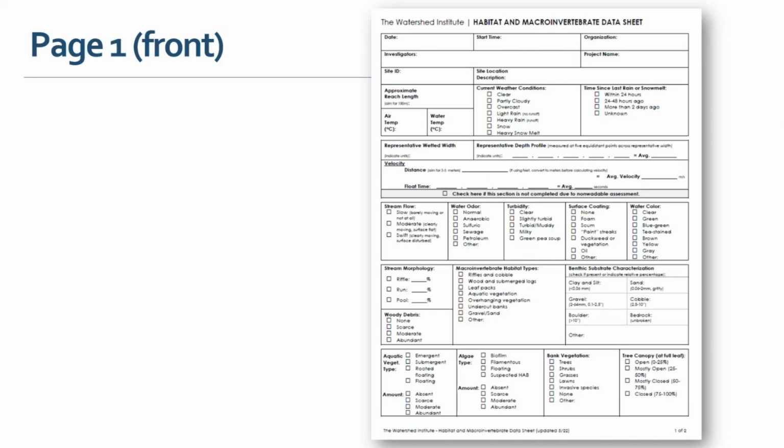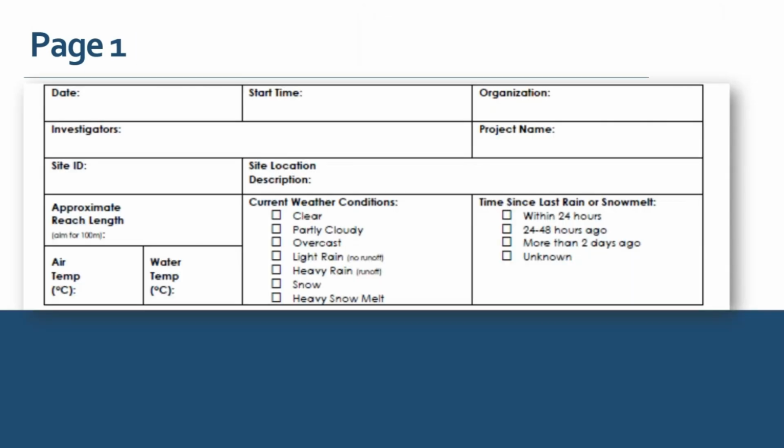So, page 1 of the data sheet. This is what it looks like overall, and then I'm going to zoom in on each section. Some of them are self-explanatory: the date, the time that you're doing your assessment, the organization that you're with. Investigators is your names. So we want you to have your first and last name or first initial and last name because first names are so common that it could be confusing if you only use first names. Site ID and site location, those will be given to you by your project leader.